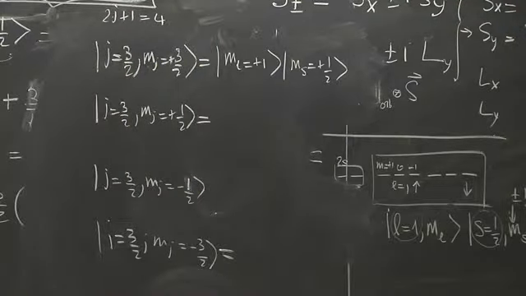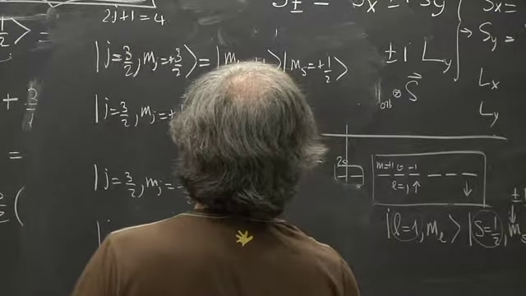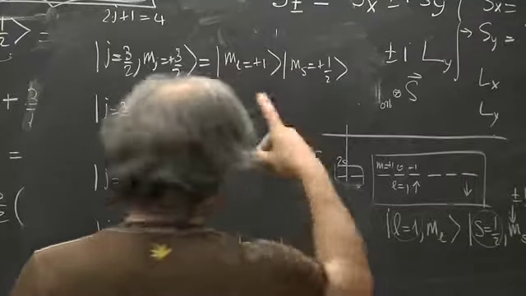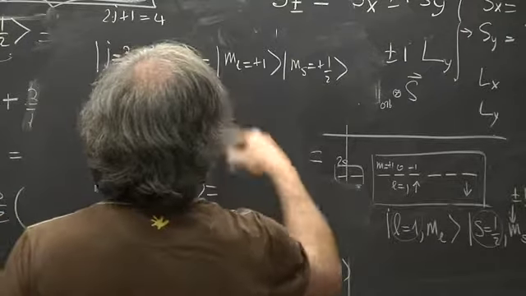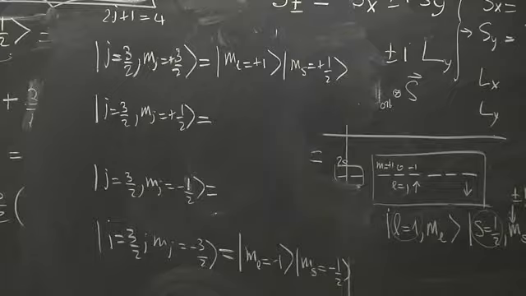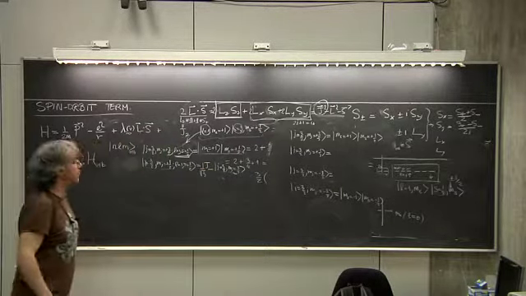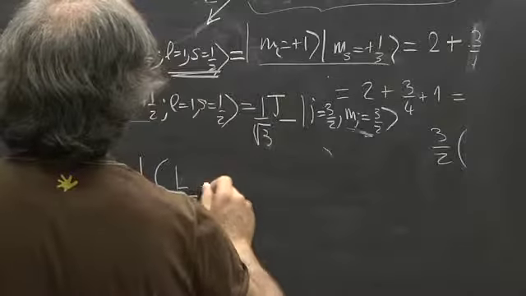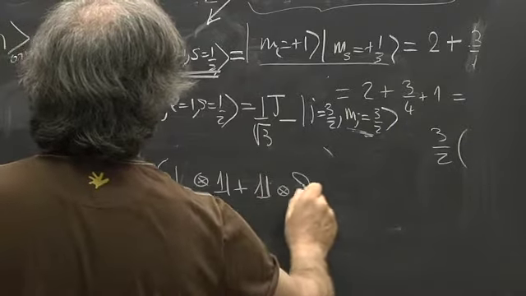Okay? Now, the last one you can imagine will be just the opposite of this. So ML equal to minus 1, MS equal to minus 1/2. Indeed, this will come out. The 2 non-trivial ones are these 2. And the first one we are calculating here. So this Mj equal to 1/2 is just 1 over root 3 J minus. Now, J minus is L minus times the identity plus identity times S minus.